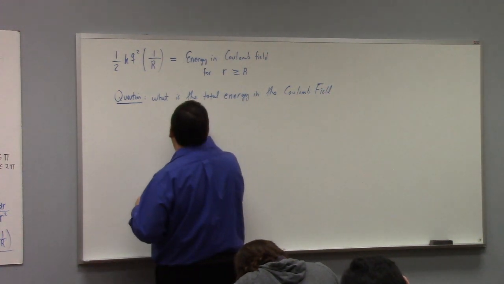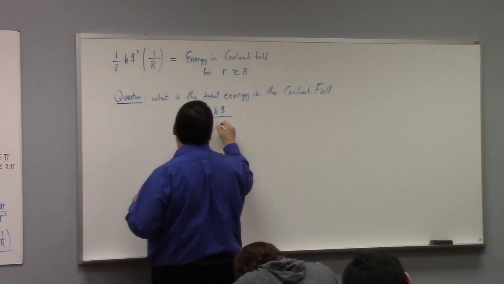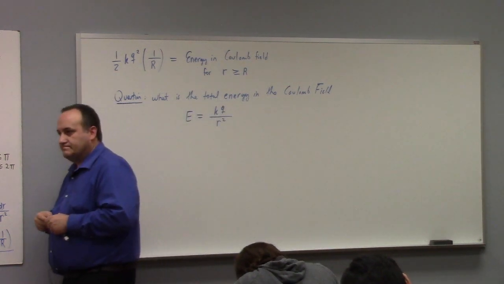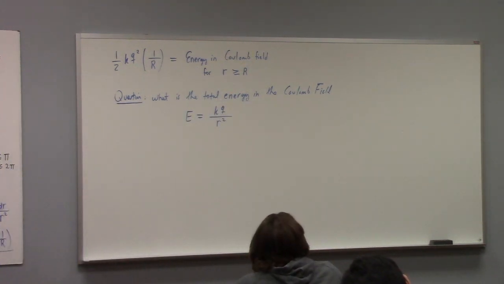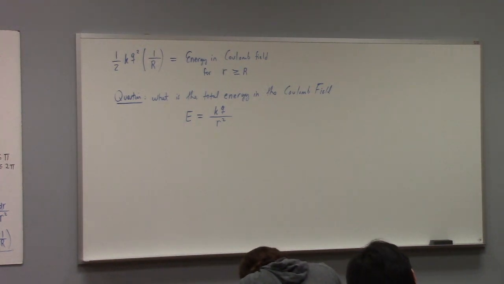And so that's this one. E is kq over r squared, right? That's the magnitude. Same calculation, right? We just have to let big R go to what? We take the limit as big R goes to what?